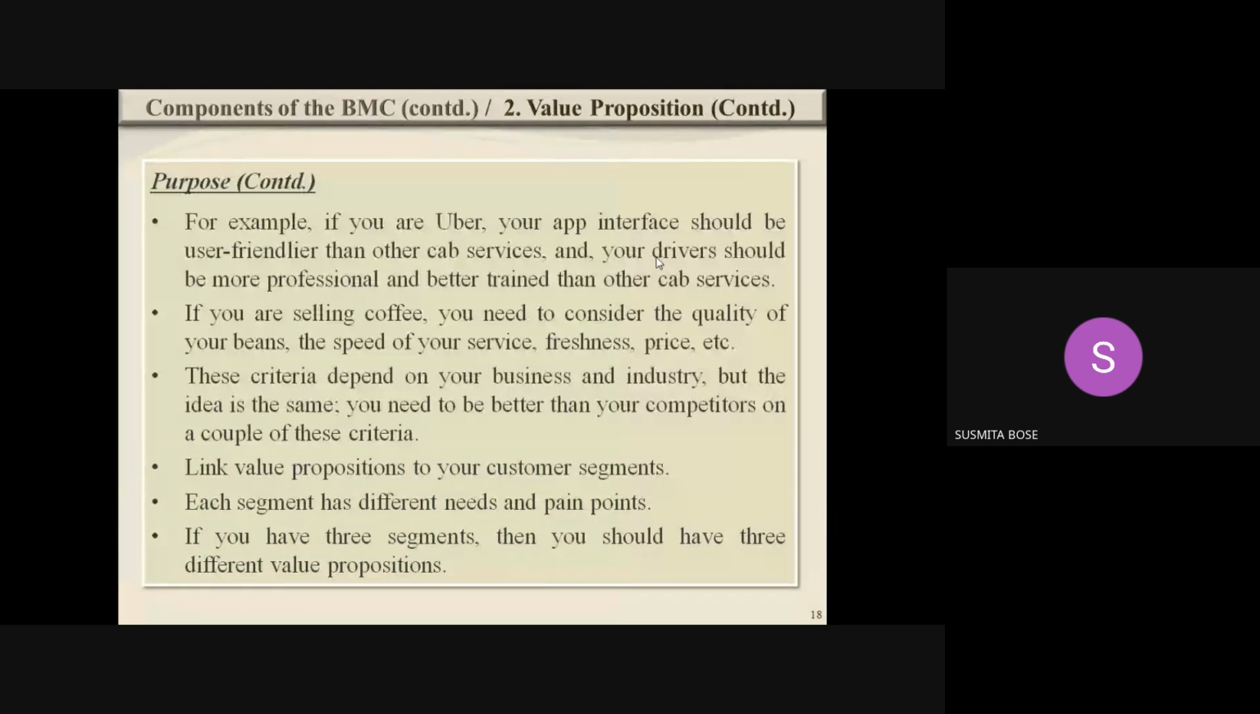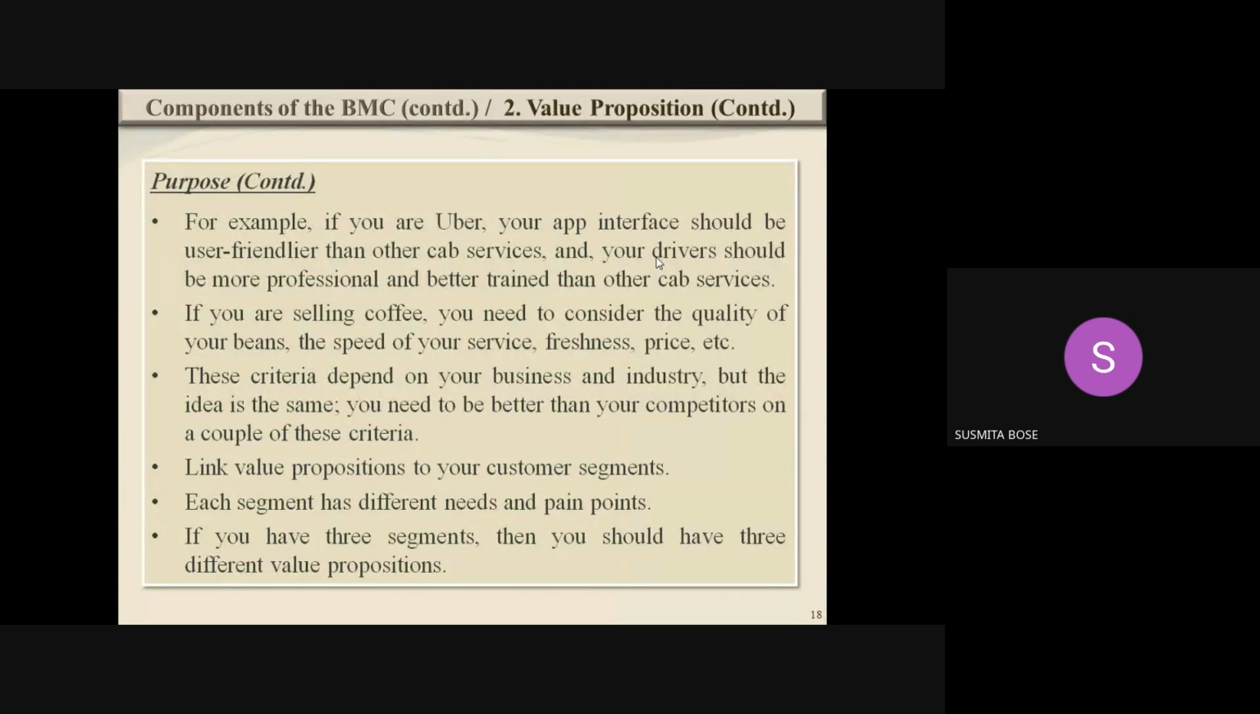So what will be the criteria for you, unique ideas or criteria that will depend on the industry you are coming from. But the basic idea is the same, that you need to be better than your competitors on a couple of these criteria.